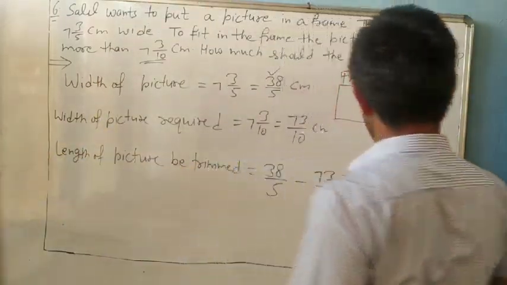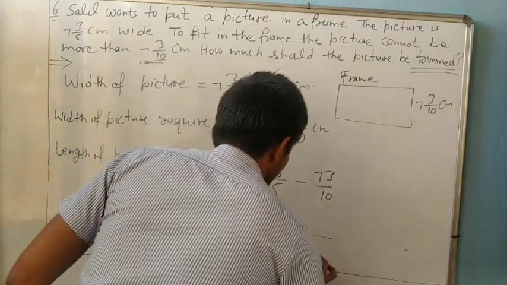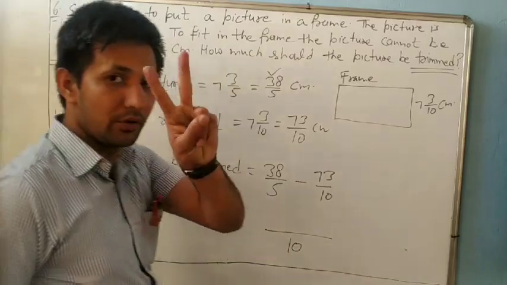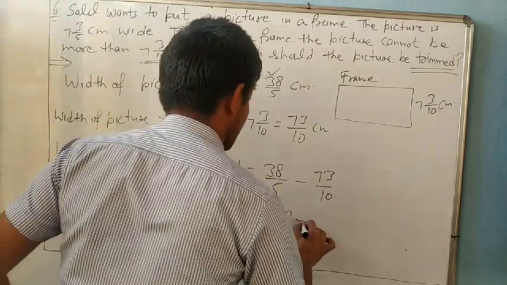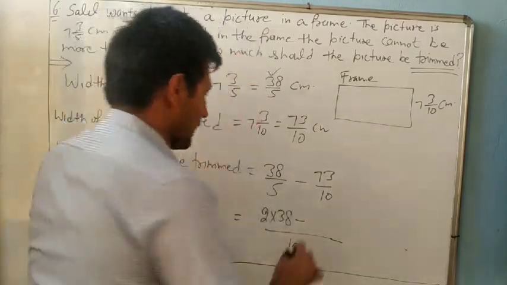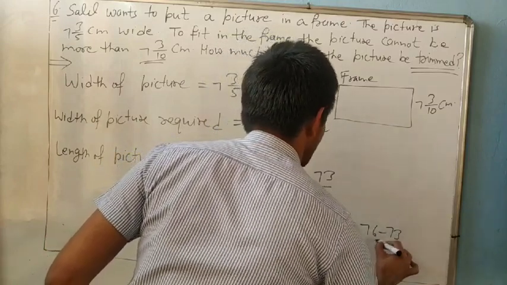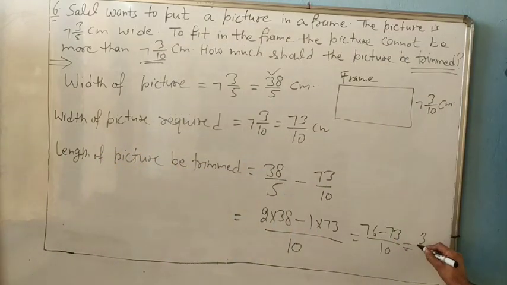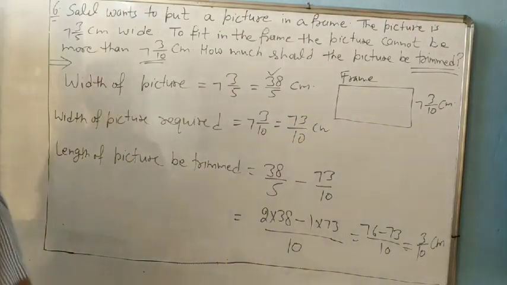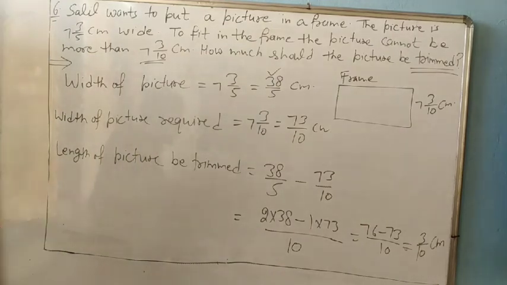Now we will take LCM. LCM of 5 and 10 is 10. 10 divided by 5 is 2, and 2 is multiplied by the numerator. 10 divided by 10 is 1, into 73. It is 76 minus 73 divided by 10. How much? It means 3 upon 10 centimeter. So how much should the picture be trimmed? 3 upon 10 centimeter. So you will try question number 7 and 8 also.